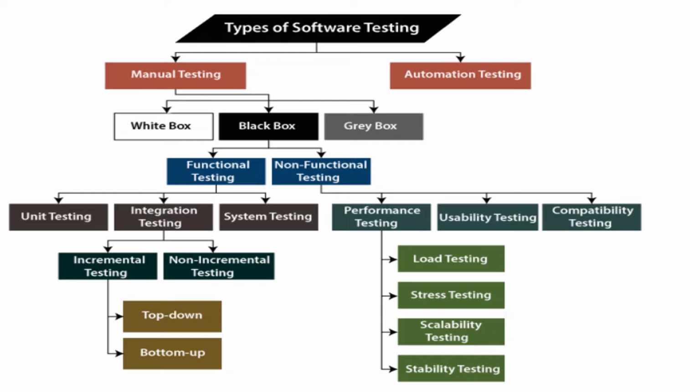Now, in this video, I'm going to tell you about what is software testing, what are the types of software testing, and what are the attributes of software testing. First of all, in software companies, you have two different types of teams: one is the development team, and another one is the testing team. The development team is used for developing the software, and the testing team is used for testing that software.